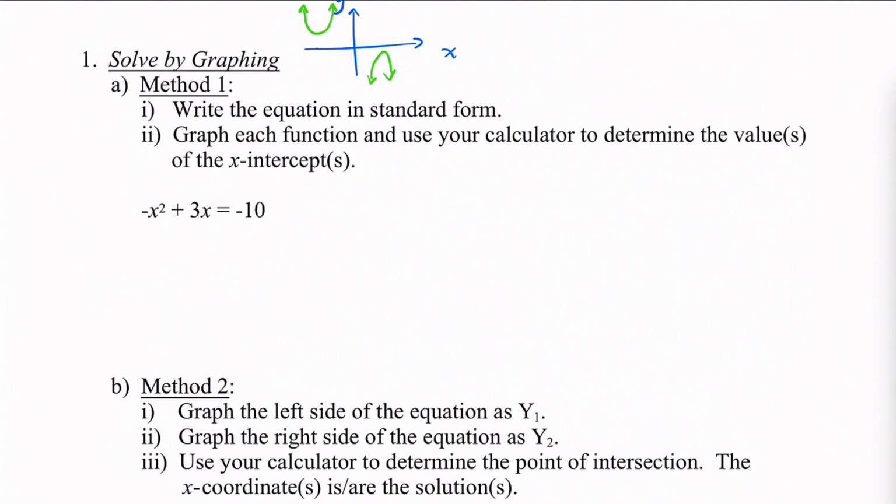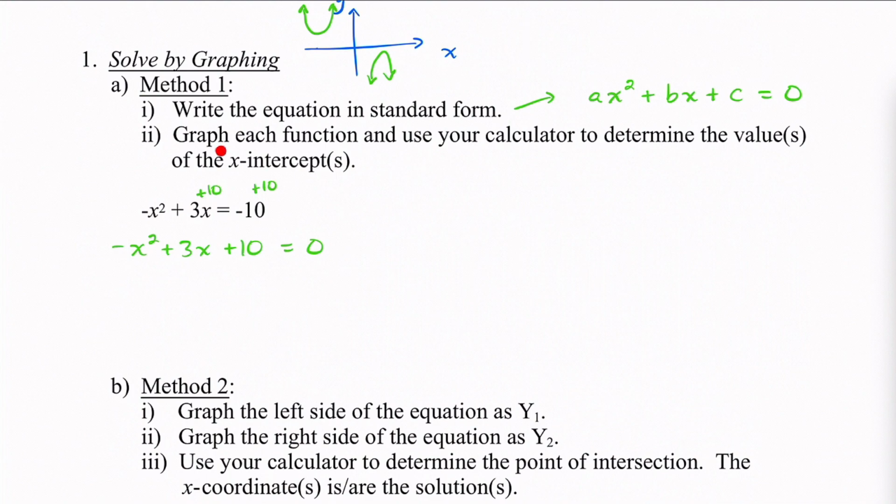Now standard form, you may have seen this before. It's ax squared plus bx plus c equals 0. So all it is, you want everything on one side and then equals 0 on the other side. So let's do that with this one here, as our first step. All I've got to do to get rid of this negative 10 is add 10 to both sides. Okay, so step 1 is now complete.